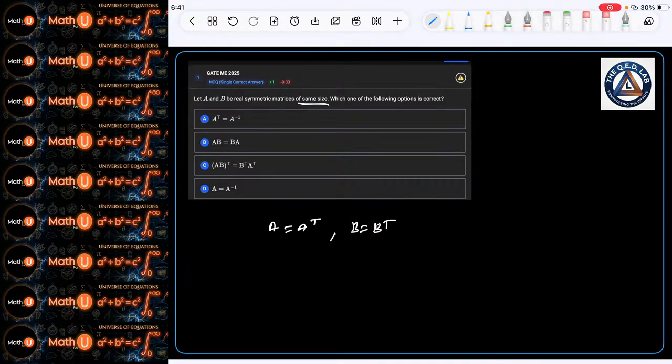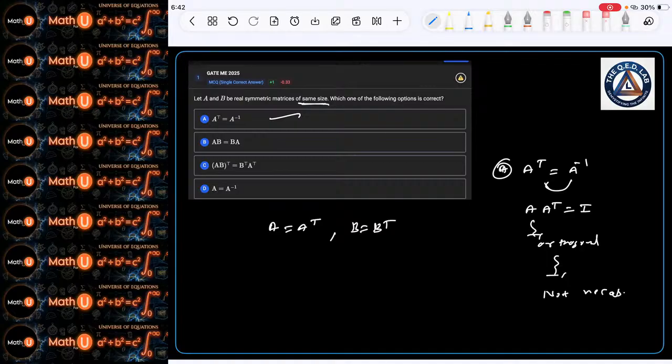See, the first option, A transpose equal to A inverse, is given. If you take the inverse to this side, you get A into A transpose equal to identity. This is nothing but A is an orthogonal matrix. An orthogonal matrix is not necessarily symmetric. That's why you can eliminate this one.